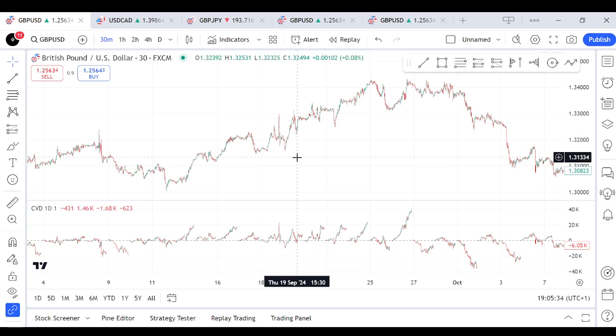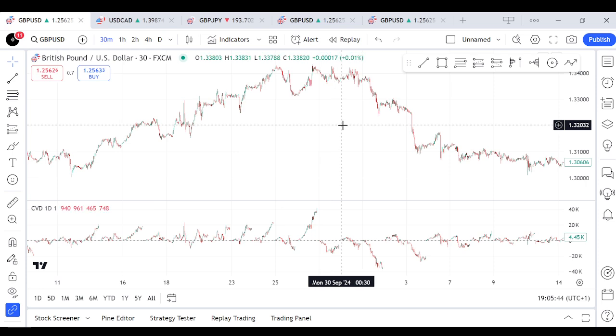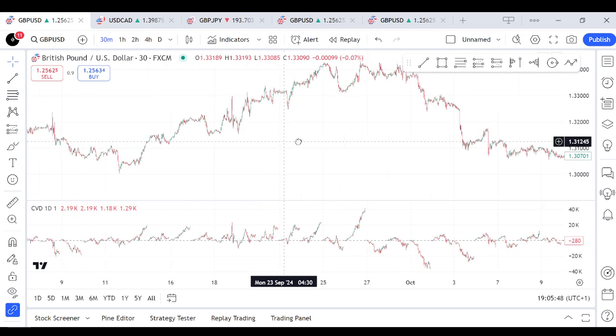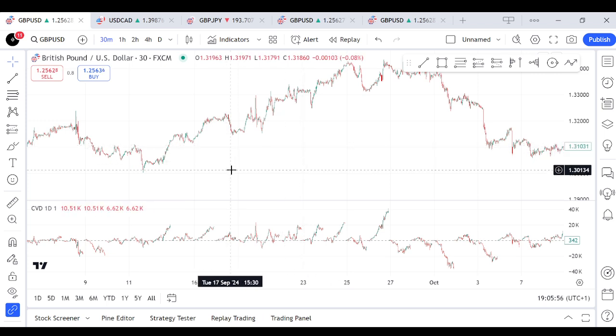For instance, if you see a rise in CVD like this while prices are also increasing, it confirms that buyers are driving the market higher, like I said. On the other hand, if the price rises but CVD is falling, this could signal a potential reversal, since it shows that buying strength is weakening, or you could call it divergence. And let's discuss in depth how to analyze the CVD and how to use it in your trades.